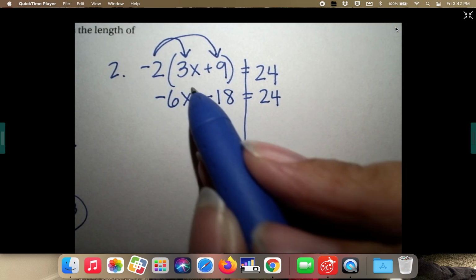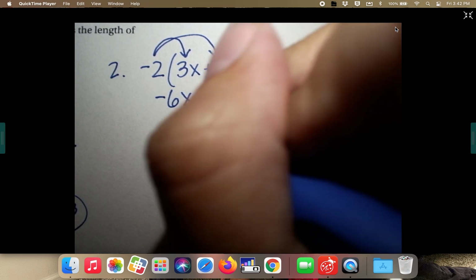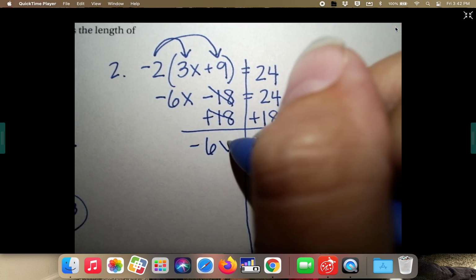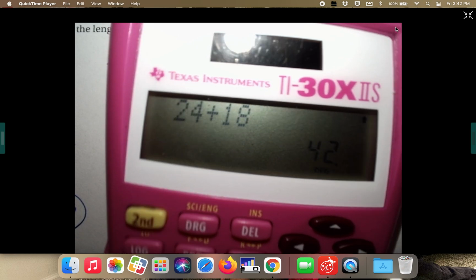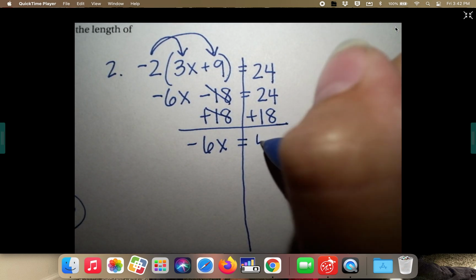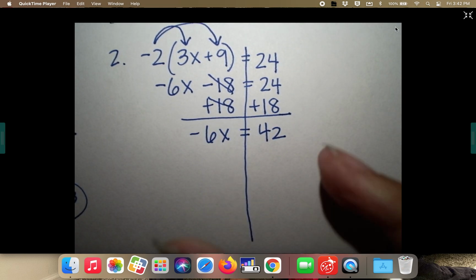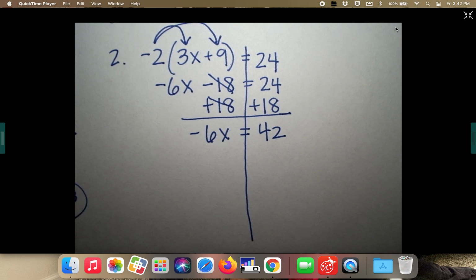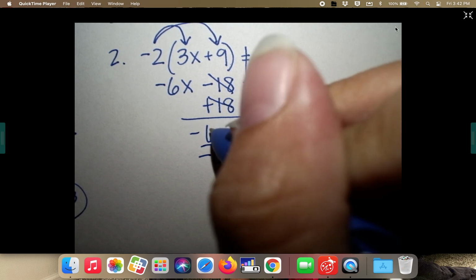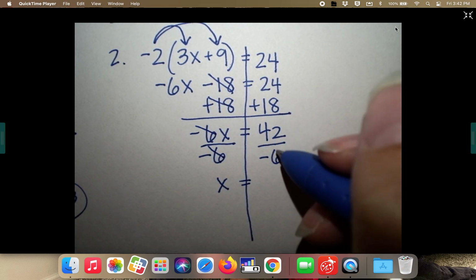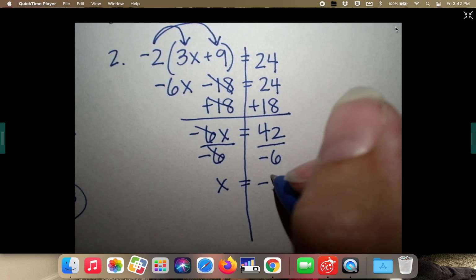Keep this guy grouped together and get rid of the minus 18 first by doing plus 18 on both sides. Negative 6x gets brought down. 24 plus 18 is 42. And the last step, we are not subtracting 6, we are squishing it against x, which means multiplying it. So therefore, we need to divide by -6 on both sides. A positive divided by a negative is a negative. If you're not sure, use your calculator. 42 divided by 6 is 7.